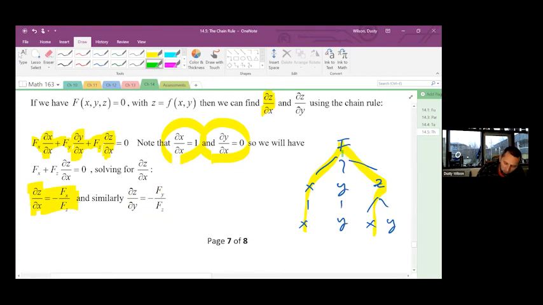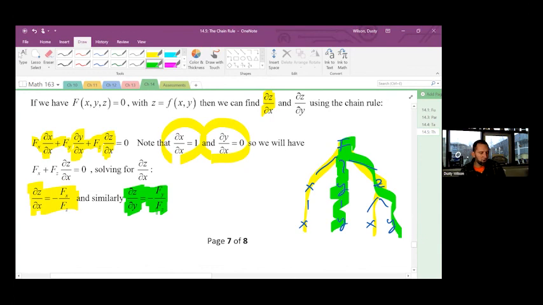And if we went down the y path, then we would end up with the partial of z with respect to y equals minus the partial of f with respect to y divided by the partial of f with respect to z.